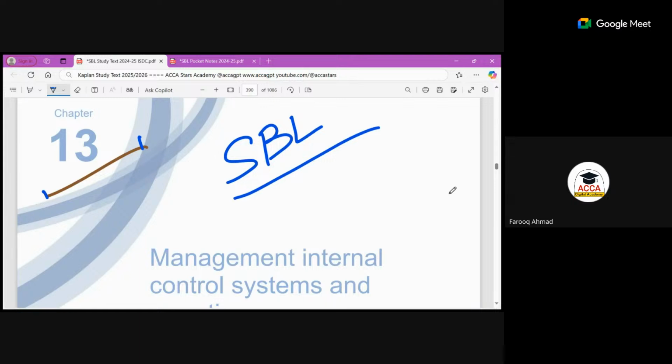Hi student, good day. Today we are starting with Chapter 13, Strategic Business Leader, Management Internal Control System. We will discuss this chapter in detail.